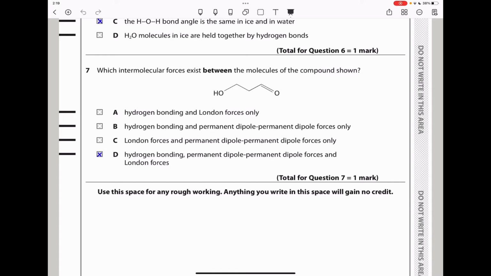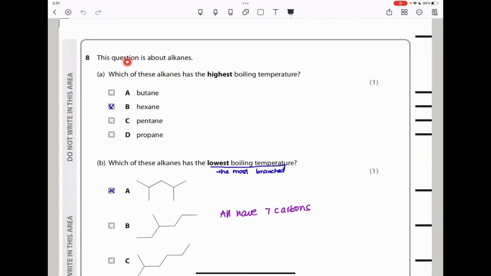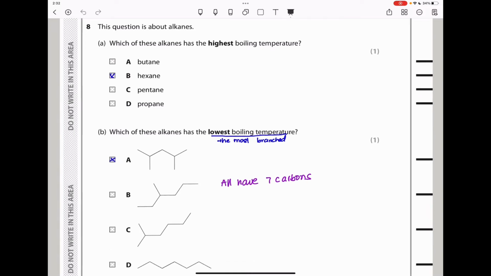So let's move on to question 8. Question 8, this question is about alkanes. Which of these alkanes has the highest boiling temperature? Since these are all alkanes, it means they only have London forces between them, and the highest boiling temperature is going to exist in the alkane with the longest chain. And again, remember, these are all straight chains, so the longest chain is going to be the one that has the highest boiling point because it will have more London forces within it. Propane has 3 carbons, this one has 5 carbons, that one has 6, and that one has 4. So the one with 6 has the greatest number of carbons, or the greatest London forces within it, so it should have the highest boiling temperature.